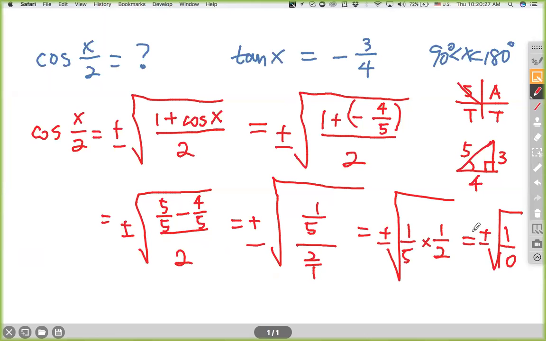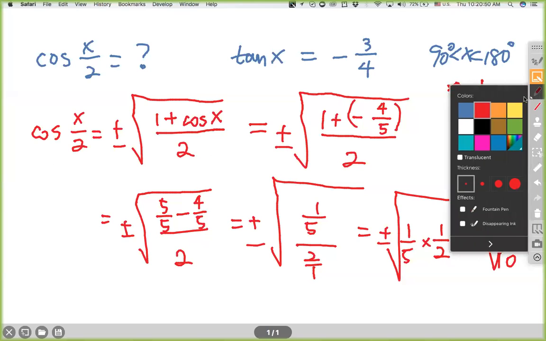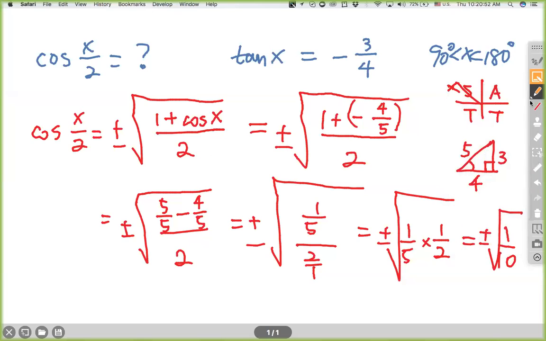The final step is to determine this sign, plus or minus. Here you have to be careful. We're not going to use this again because this angle is for x. Okay, this is the angle x. But what we need here is the value for cosine of x over 2. So let me change the color. This sign is for this angle.